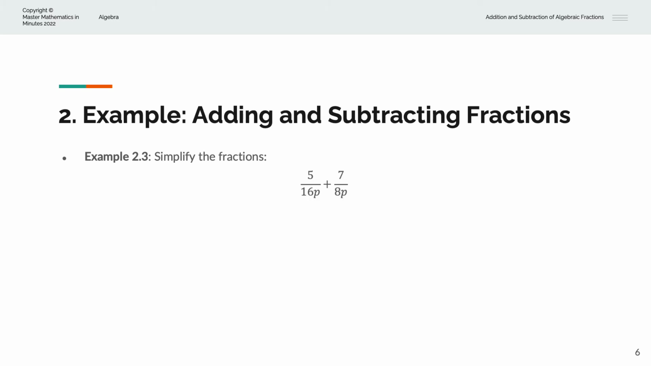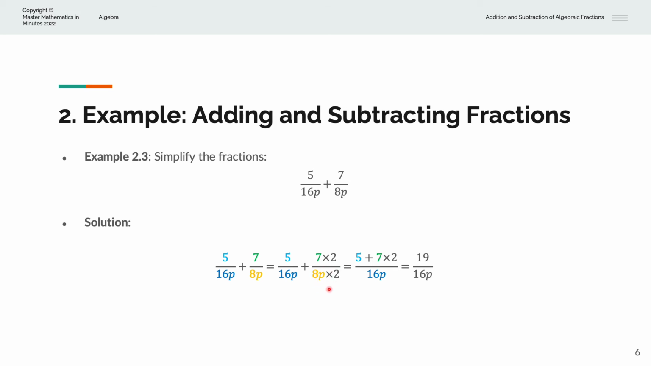In the third example, we're asked to simplify the fractions 5 over 16p plus 7 over 8p. Now these two fractions do not have the same common denominator, so we'll need to restate the second fraction so that it matches the denominator of the first fraction. So we'll copy 5 over 16p across, copy the plus sign across, and we'll multiply the numerator and denominator of the second fraction by 2. And it becomes 7 multiplied by 2 over 8p multiplied by 2.